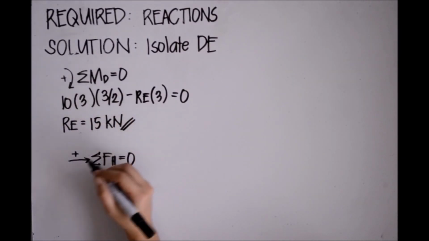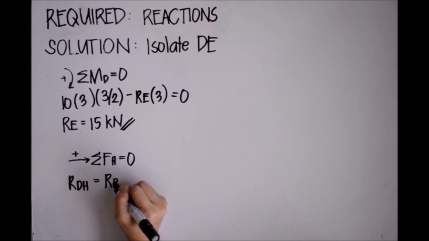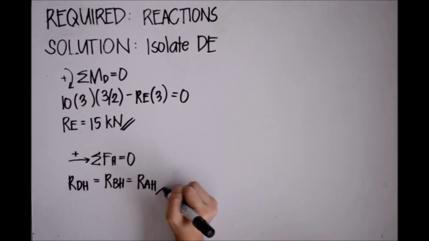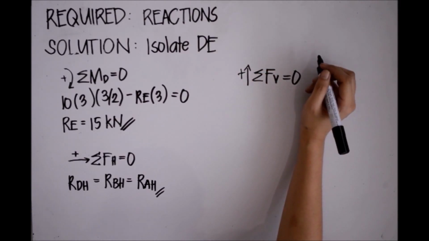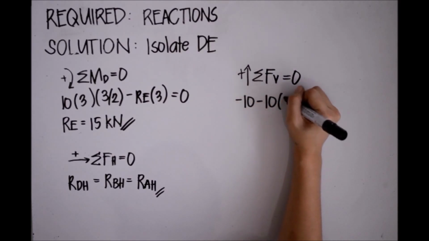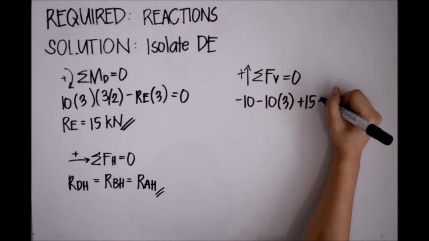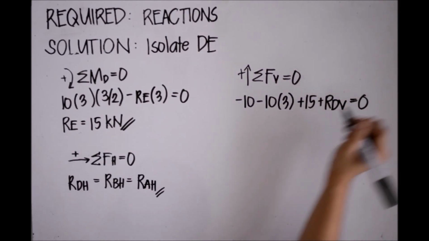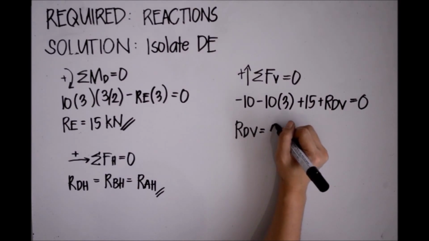By summation of forces horizontal equal to 0, we will have the horizontal reaction at D is equal to the horizontal reaction of B and to the horizontal reaction at A. And by summation of forces vertical equal to 0, we will have negative 10 minus 10 times 3 plus 15 plus RdV is equal to 0. We will have the value of the vertical reaction at D, which is 25 kilonewtons.